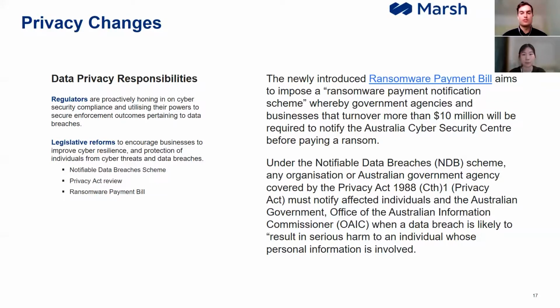Additionally, under the Notifiable Data Breach Scheme, any organisation or government agency which is covered by the Privacy Act must notify individuals and the Australian government when a data breach is likely to result in serious harm to an individual whose personal information is involved.